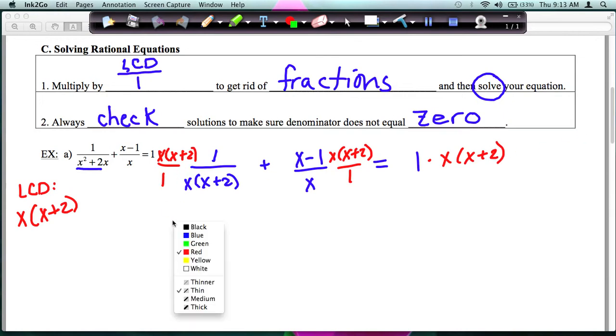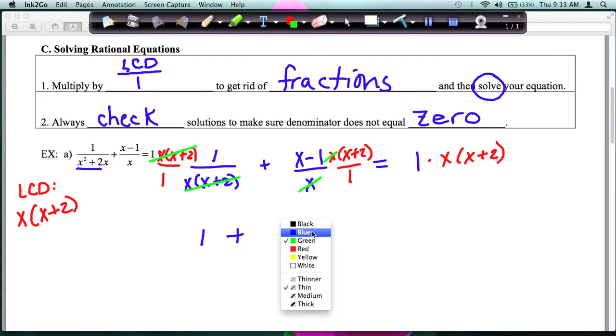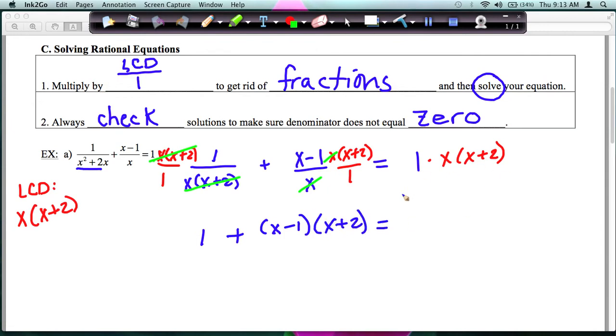Okay. And then we're going to cancel, just like when we're multiplying. So I look at this first term, this x plus 2 cancels with all of this denominator. And now be careful, you're not left with 0, you do have a 1 here, so don't drop that 1. Plus, on this next term, the x cancels, and you're left with x minus 1 times x plus 2 equals, over here, nothing cancels, so you have x times x plus 2.